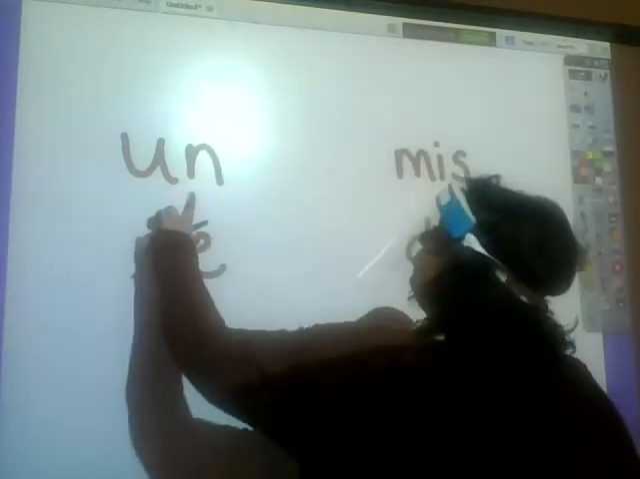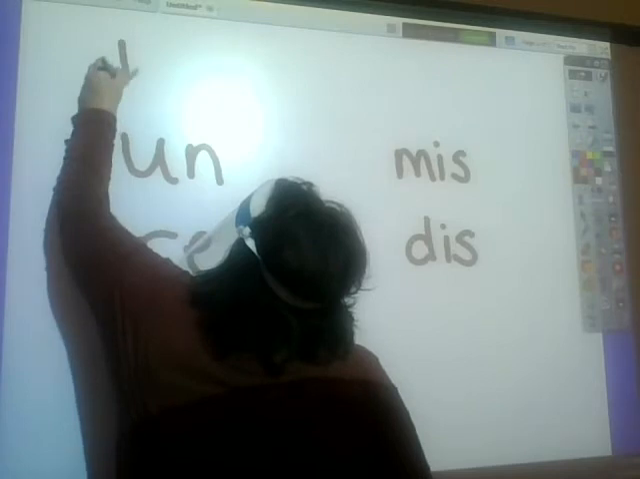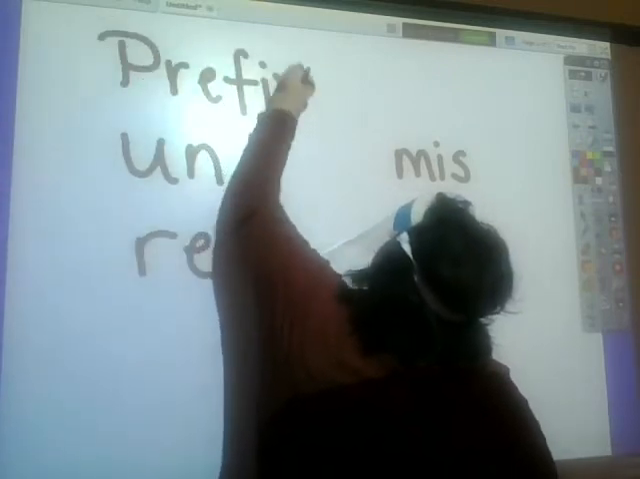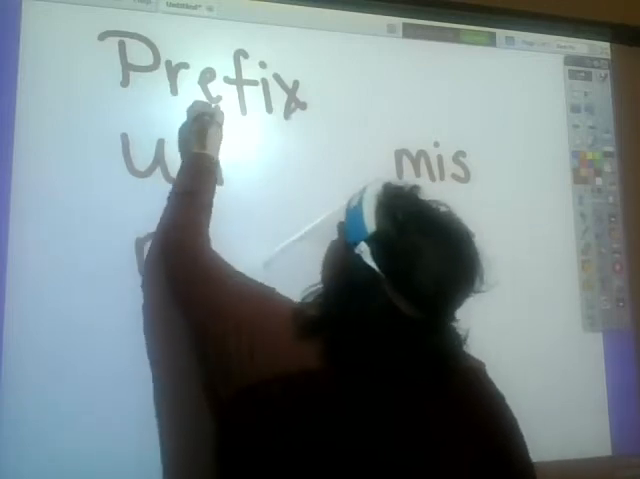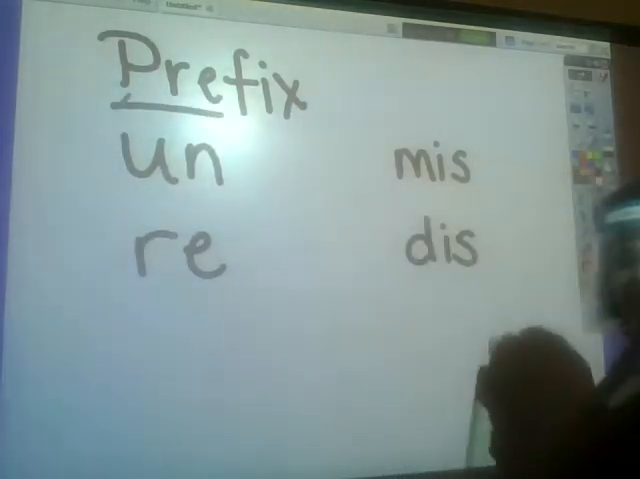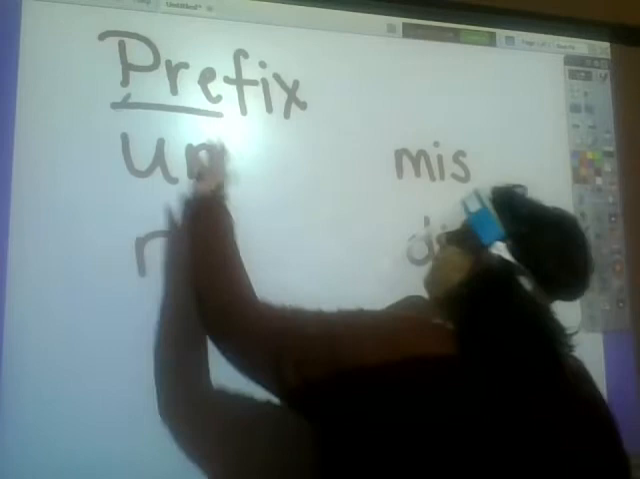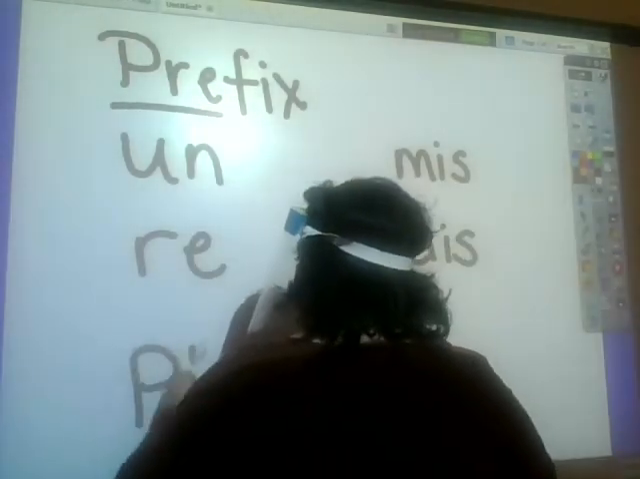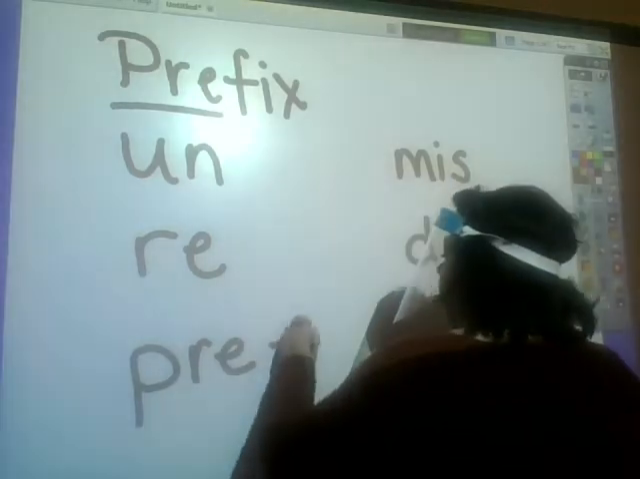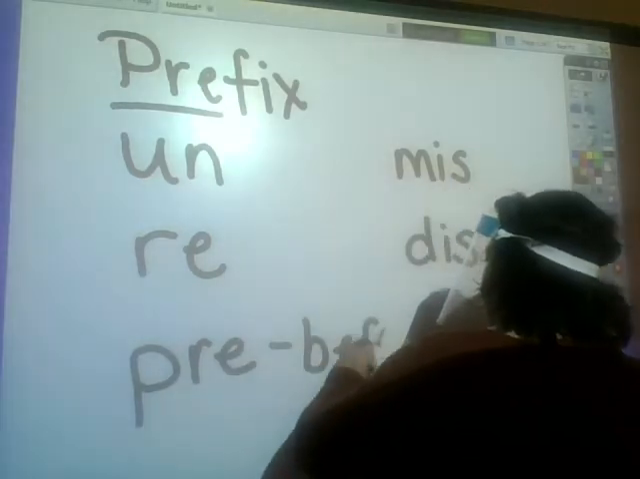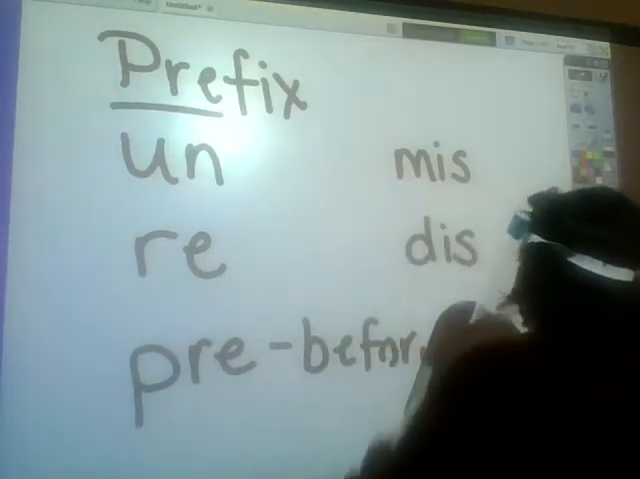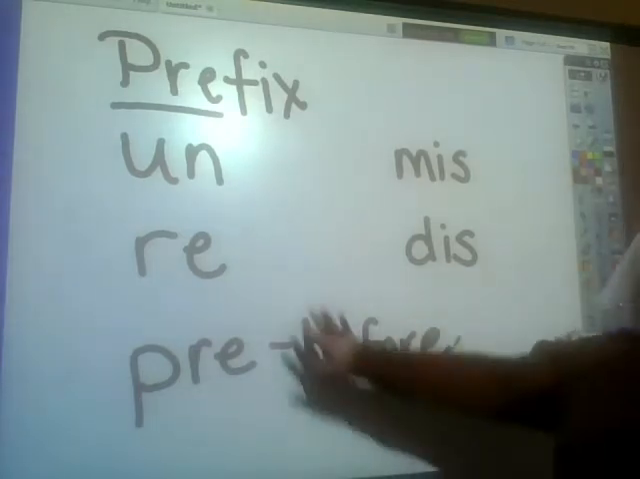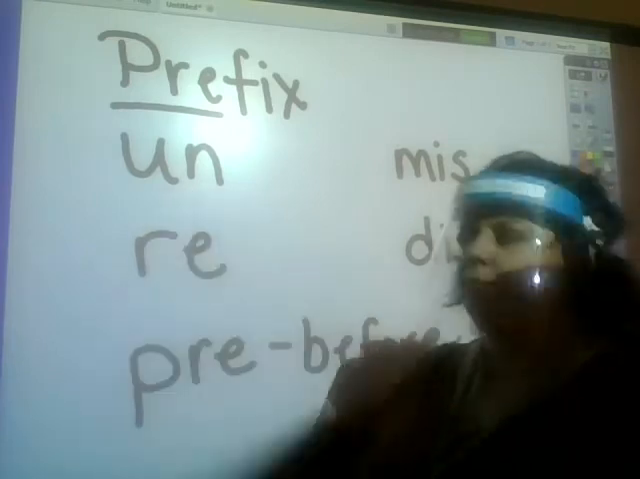So we have prefixes, and the word prefix actually has a prefix. Pre is a prefix, and it means before. So I'm going to write that here. Pre means before. Now let's look at this un.